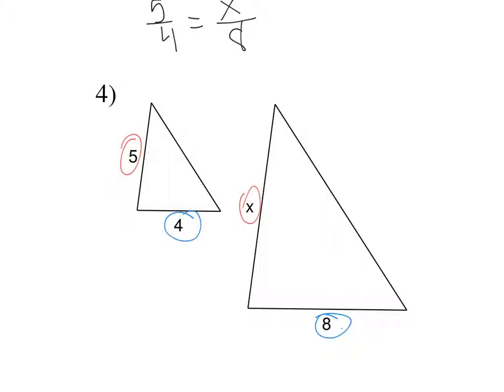Okay, so to go from 4 to 8, I have to multiply by 2. And I'm going to do to the bottom and do to the top. So from 5 to x, I have to also multiply by 2. And so 5 times 2 is going to give me 10. So x, in this case, is going to equal 10.